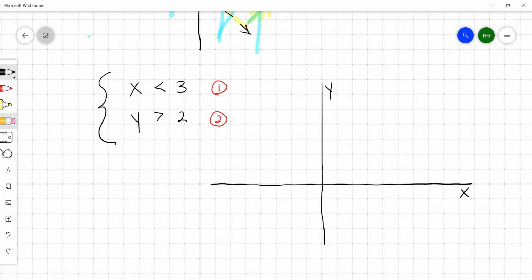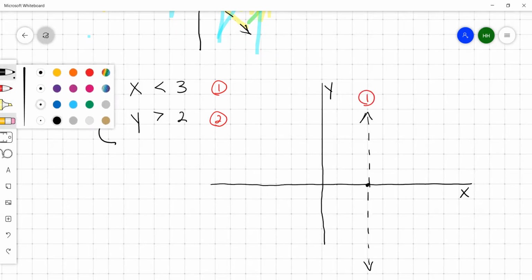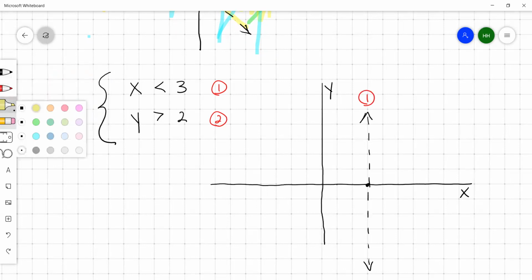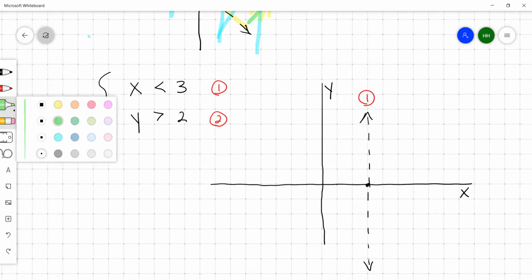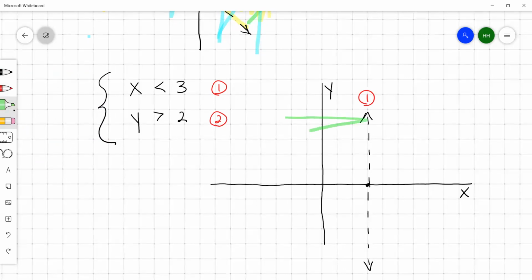So watch. X less than 3. You go to 3 on the x-axis and you put a point. That's a vertical line right here. Vertical dashed line right through 3 on the x-axis. Here's your line 1. In this case, it's less than. Less than shades the left. So we shade the left of this line.